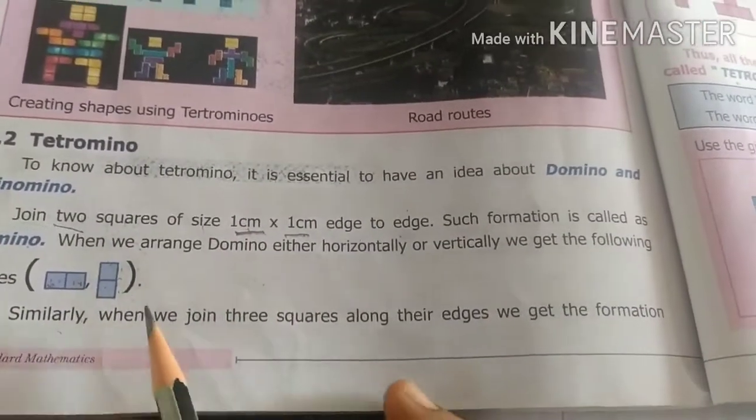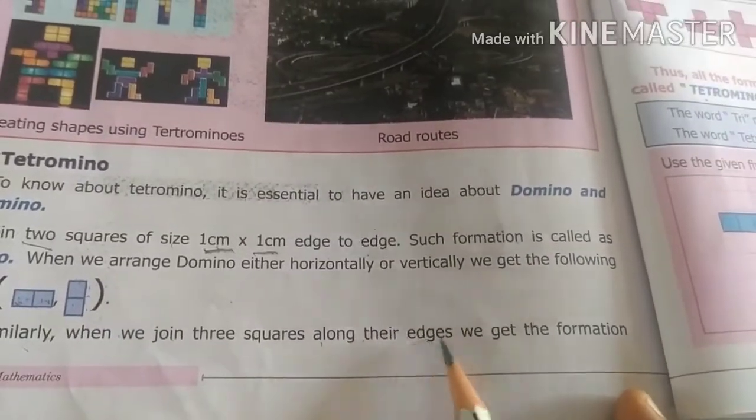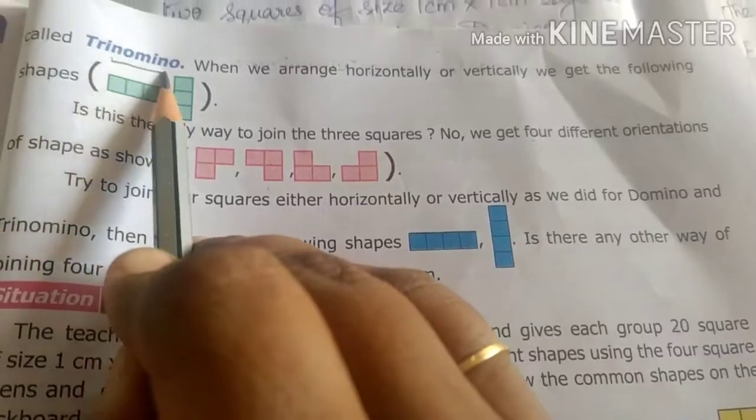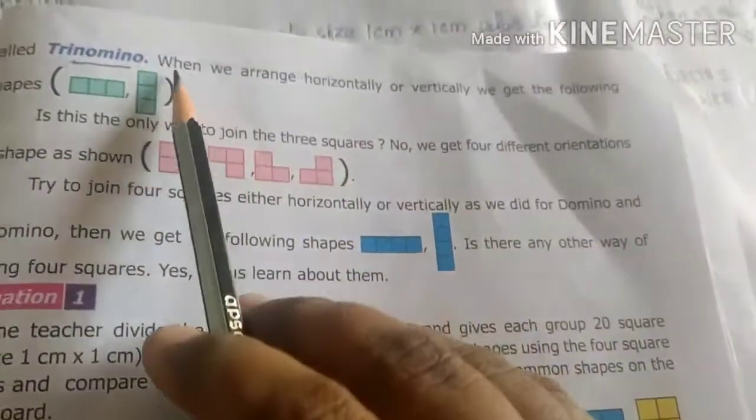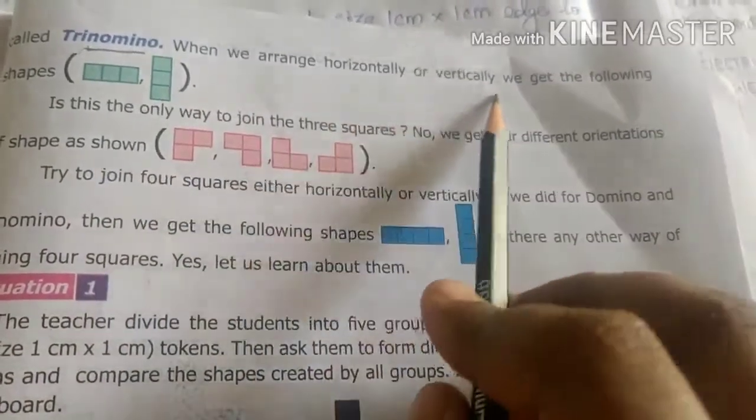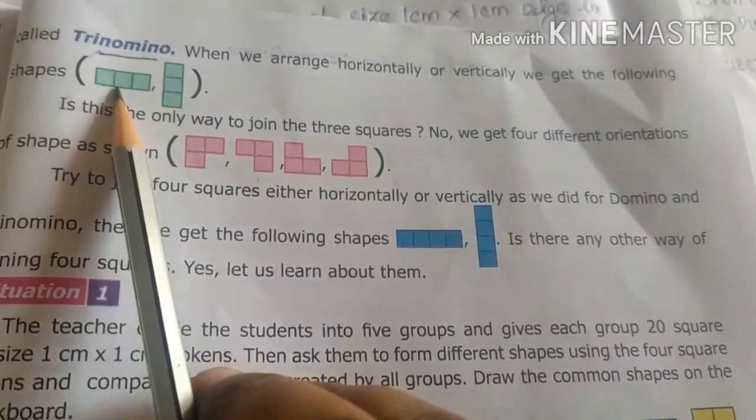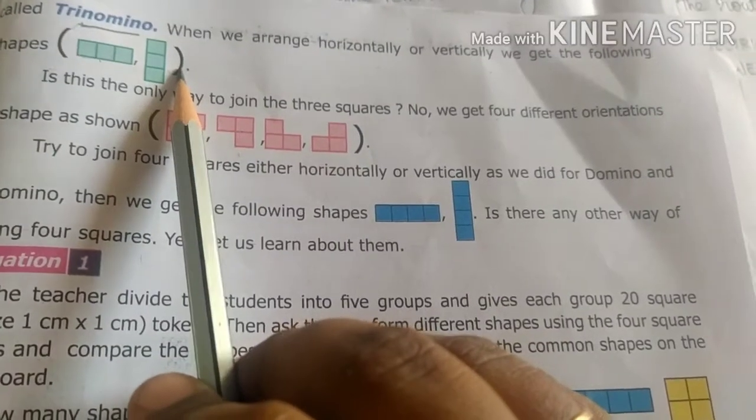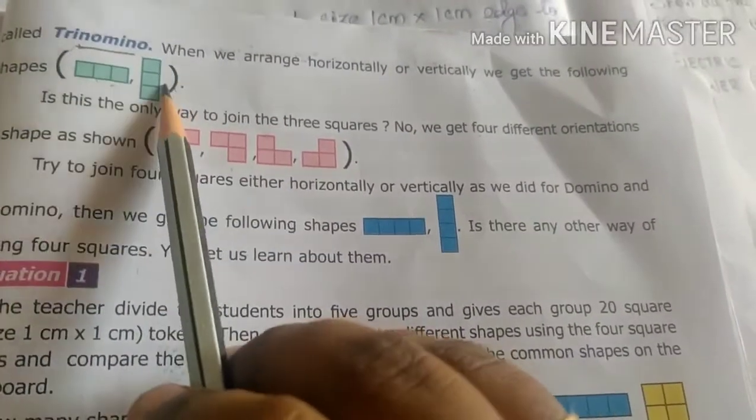Okay, similarly when we join three squares along their edges, it is called a trinomino. Just as the domino had horizontal and vertical forms, when we arrange three squares horizontally or vertically we get the following shapes. This is a horizontal trinomino, this is a vertical trinomino. Okay, are you clear, children? Apart from that, when we join the three squares we will get this.